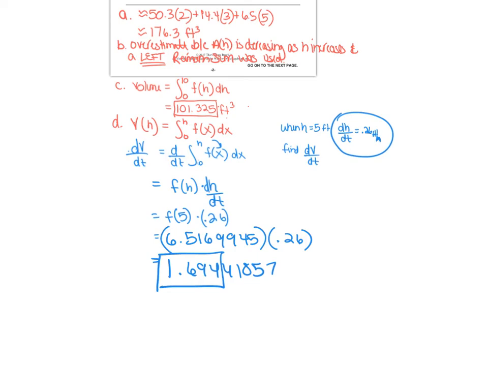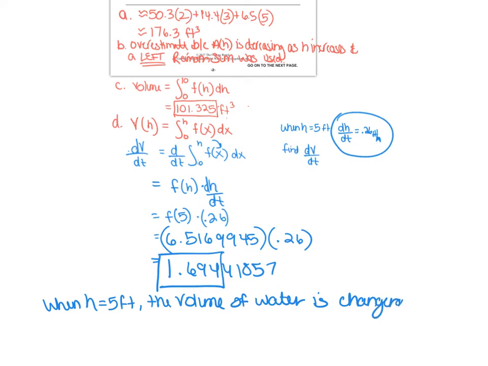So our answer will say when h equals 5 feet, the volume of water is changing at a rate of 1.694 cubic feet per minute.